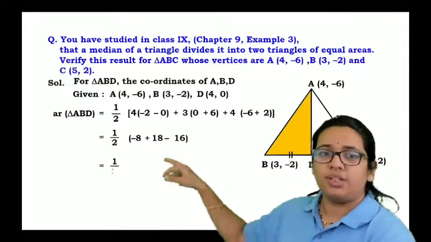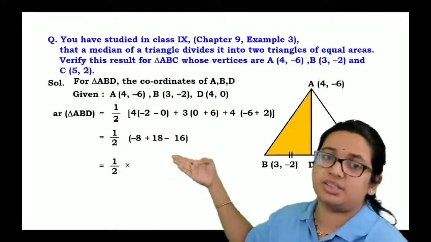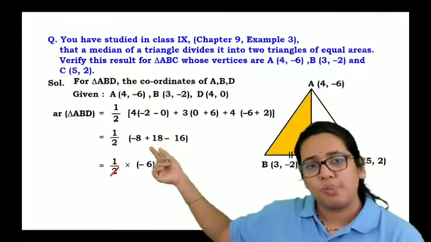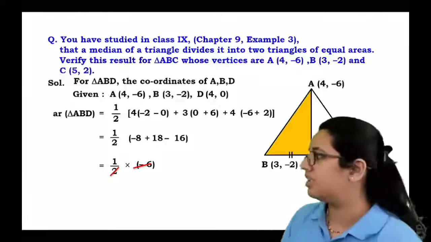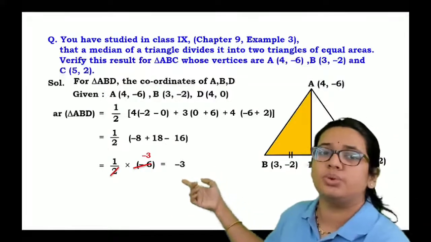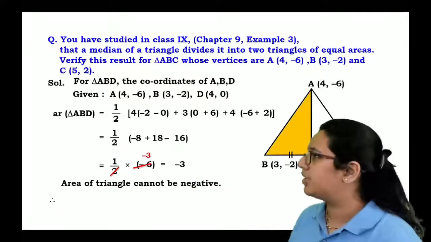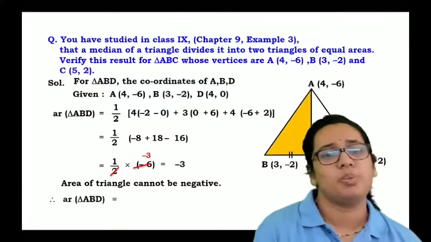Hence, half into, first of all check. So minus 8 minus 16 will give us the answer minus 24. Minus 24 plus 18 will be minus 6. So after simplifying this, we get this. But the thing is that obviously we are talking about area, and the area of a triangle cannot be negative.